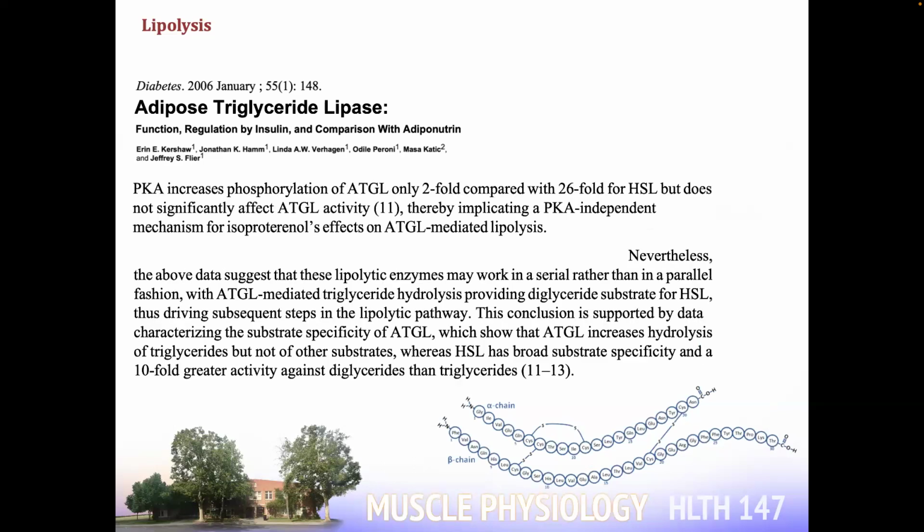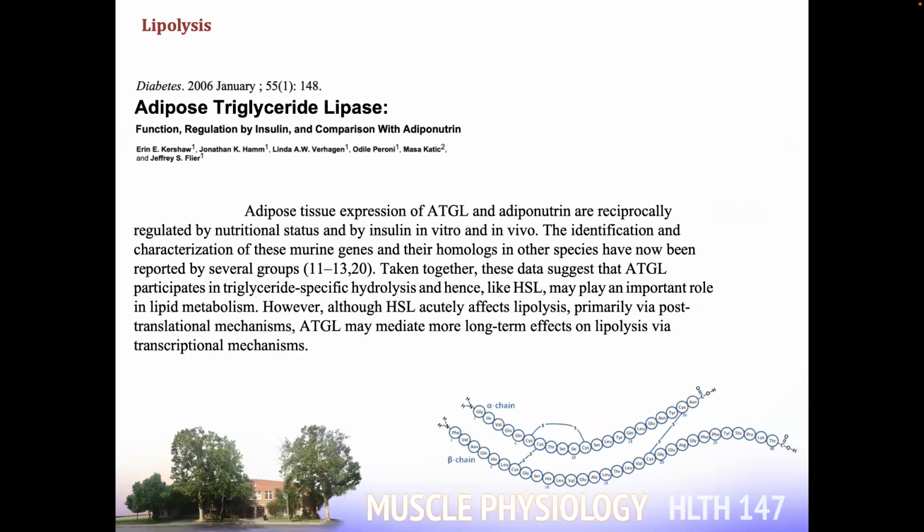So PKA increases adipose triglyceride lipase phosphorylation, but only about twofold. It increases hormone-sensitive lipase phosphorylation 26-fold. And then hormone-sensitive lipase can lyse triglycerides and diglycerides both, but it has 10 times the activity with the diglycerides. So PKA signaling really gets the triglyceride exposed by phosphorylating the perilipin, and then it gets hormone-sensitive lipase activity going. But adipose triglyceride lipase is doing the bulk of the triglyceride lysing.